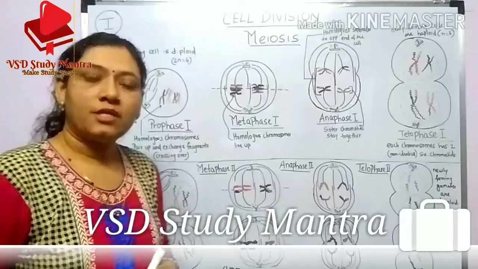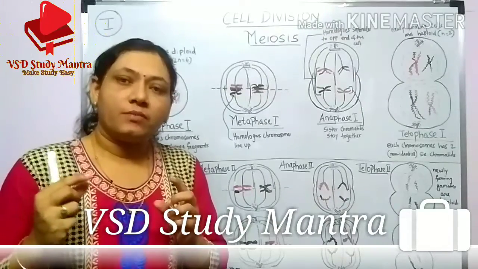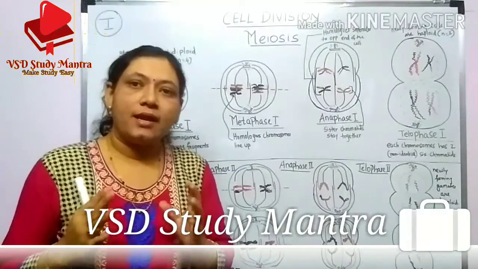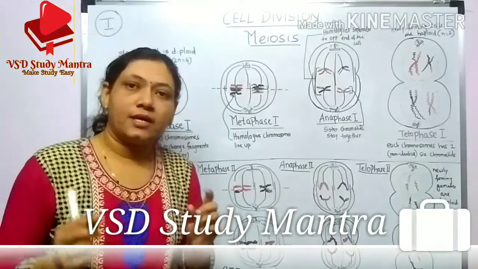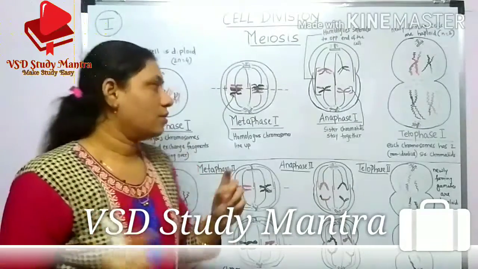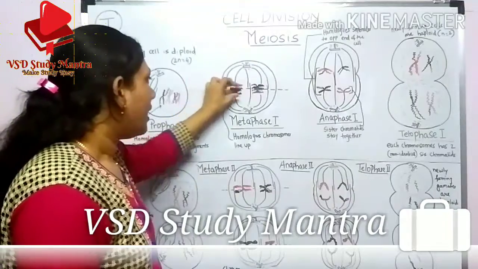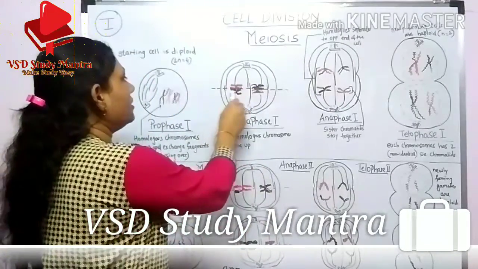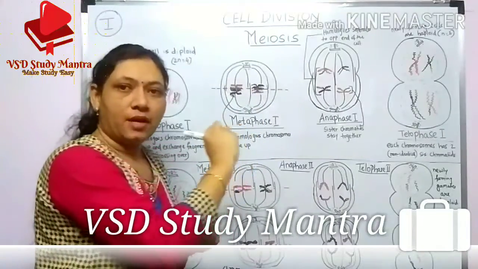Homologous chromosomes means they are genetically alike. They are composed of the same gene copies, so they are known as homologous chromosomes. They are lined up in a very similar manner; you can see this line.